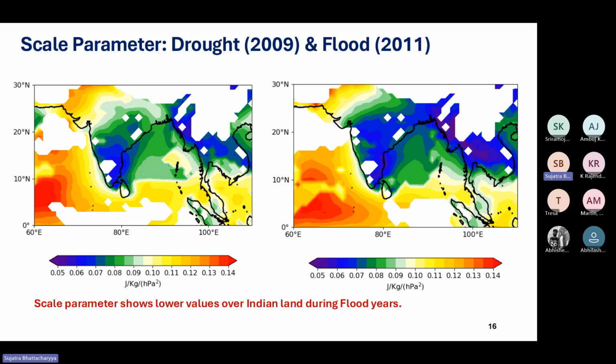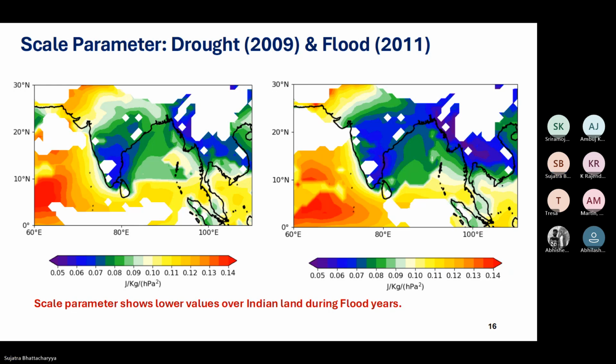This is the scale parameter. These white patches are those regions where there are constants, so I have removed all those regions. You will not find the orographic regions here, Western Ghats and all these places. Now if you look at the drought and the flood years and the variation of B, the scale parameter, the symmetricity I would say, since the moist static energy minima has increased in the flood years, we should be looking for lower values. And from drought to flood years, you can see that over these regions there are lower values of B.